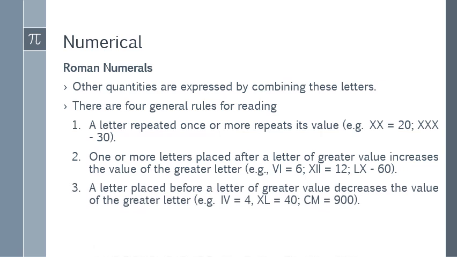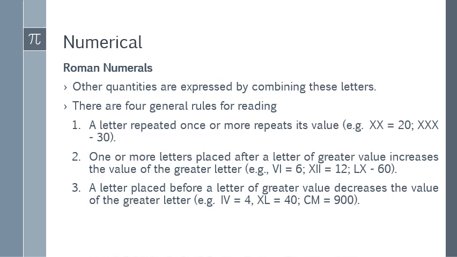The next rule is a letter placed before a letter of greater value decreases the value of the greater letter. Now here is an example, IV. Here I represents 1 and V represents 5. As I is before V, it will be deducted from V, and the resulting value will be 4.